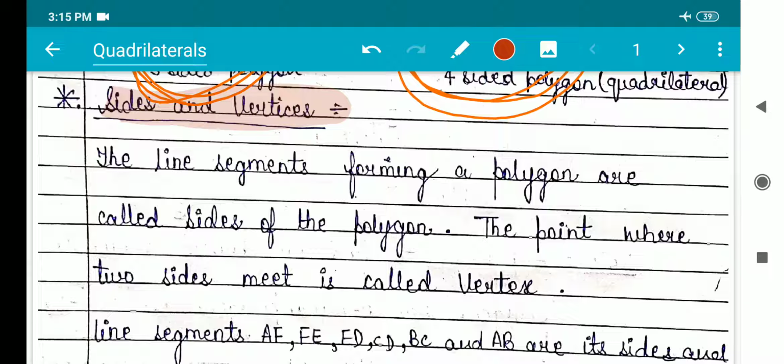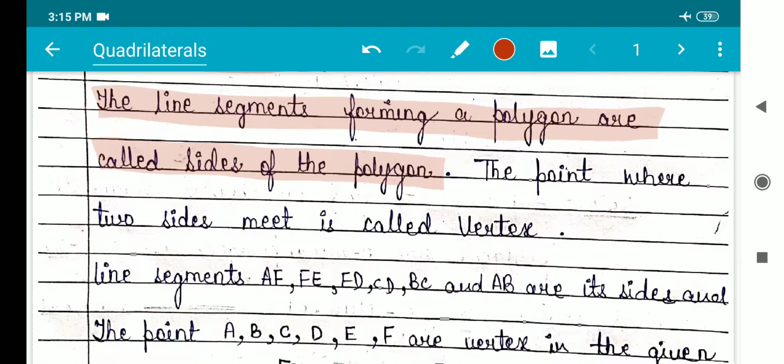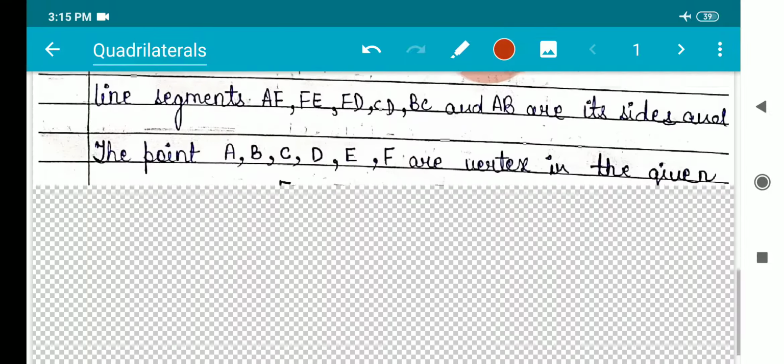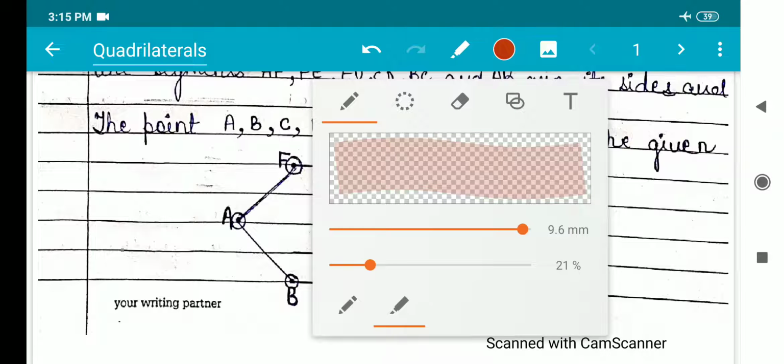So let's talk about sides and vertices. The line segments forming a polygon are called the sides of the polygon. As we know, the polygon is made up of line segments, so those line segments are called sides of the polygon. And the point where two sides meet is called a vertex, the point where two line segments meet is called a vertex.